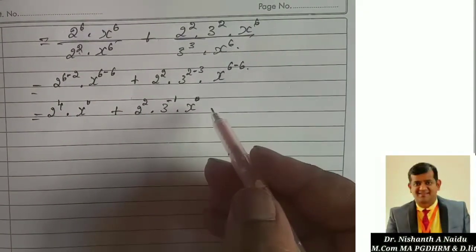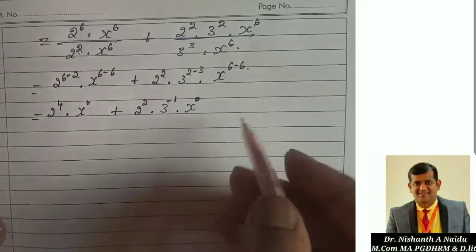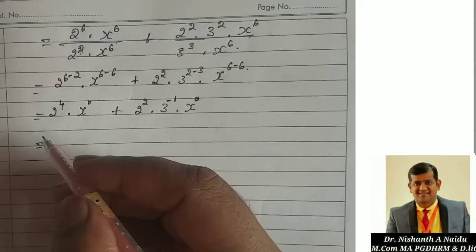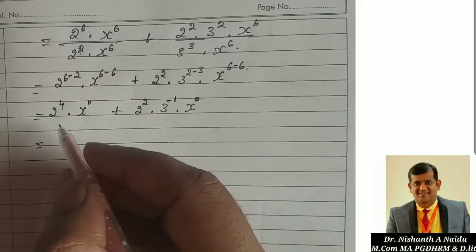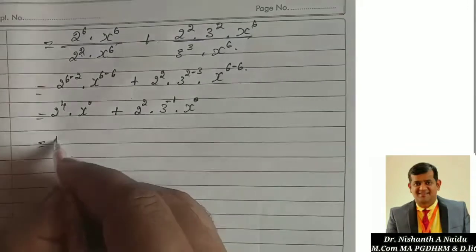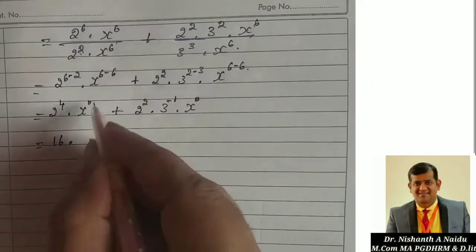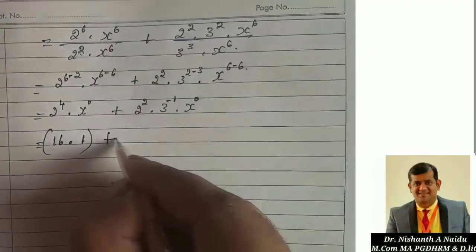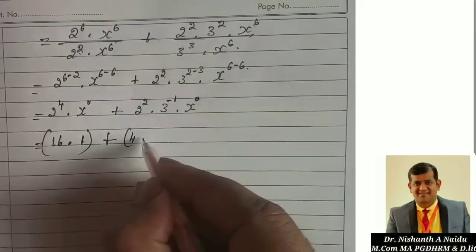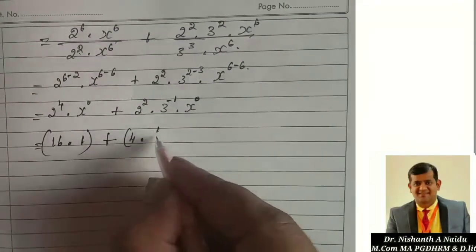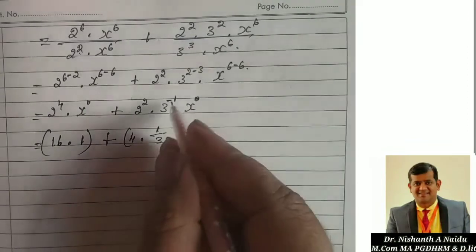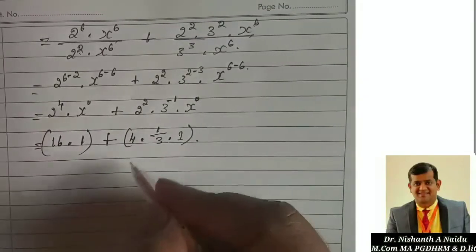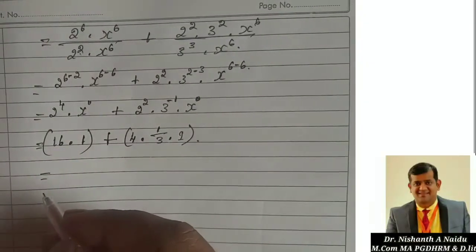Okay, so got the clearance? Fine. So in the next stage, 2 to the power of 4, how much? Check out: 2 into 2, 3, 4, that is 16. So the answer is 16 into x to the power of 0, which is 1, plus 2 to the power of 2 is 4 into 1 divided by 3, because minus 1 will be denoted like this, into 1.